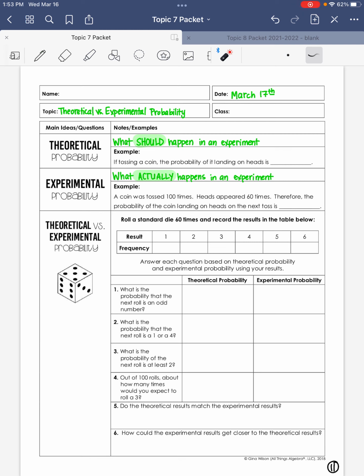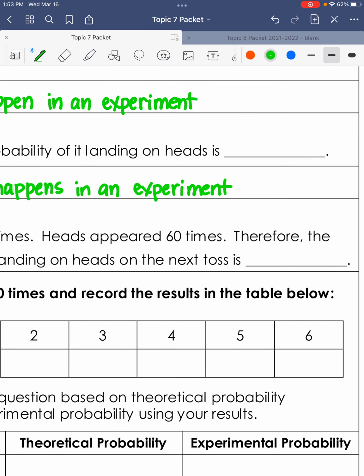Theoretical probability is what should happen in an experiment. So for example, if we are tossing a coin, the probability of it landing on heads is 1 out of 2. We write that as 1/2 because there's only two sides to a coin. There's heads or tails, right? So the probability of it landing on heads is 1/2.